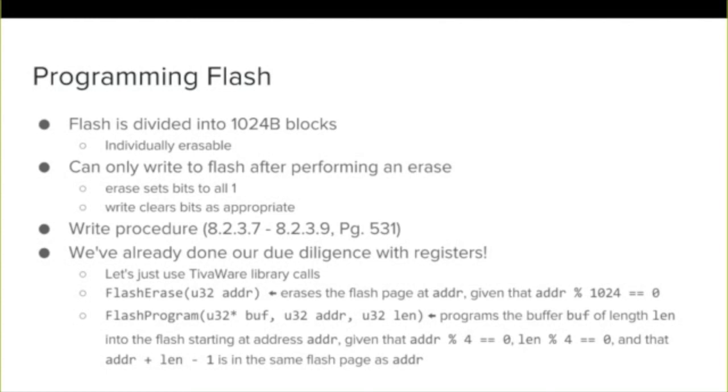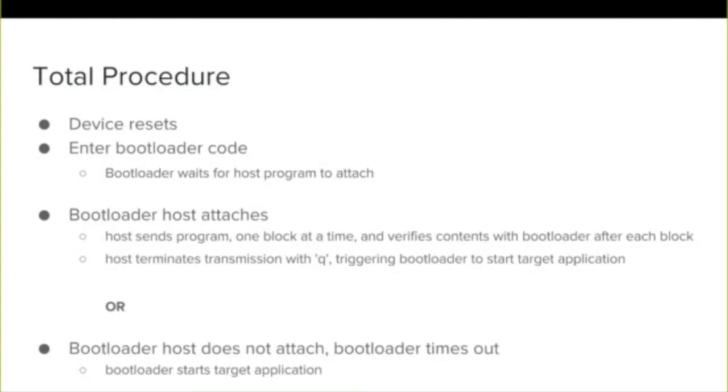So we have two functions we're going to use. Flash erase: we pass it an address, which is the beginning of the block we want to erase, and it'll do it for us. And then we have flash program: we pass it a buffer, we say where we want that buffer to go, and we say how long it is, and it'll just magically write it, okay? Now, there are some conditions here. Things have to be of the right size and so on, but yeah. Okay, that's basically it.